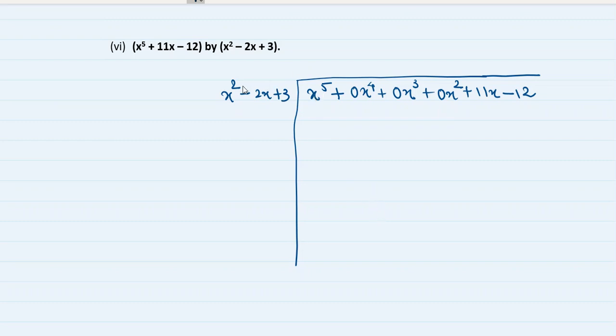x raised to 5 divided by x square is x cube. That's what you do, right? You take the first term of your dividend and divide it by the first term of your divisor. x raised to 5 divided by x square is x cube. Now you multiply this x cube with x square, you get x raised to 5. Then you multiply x cube with minus 2x.